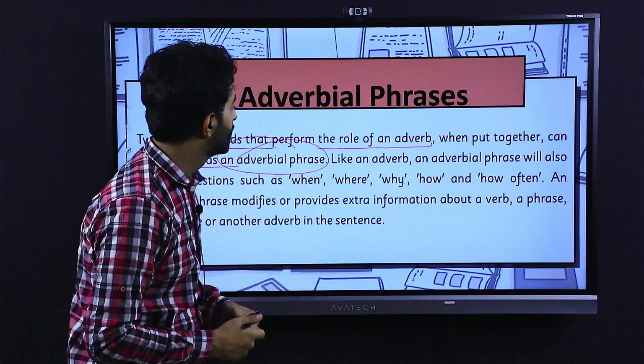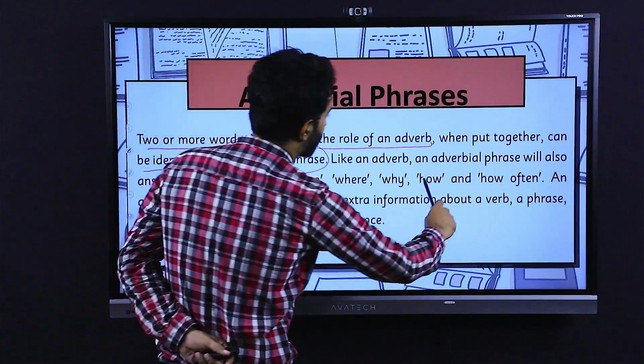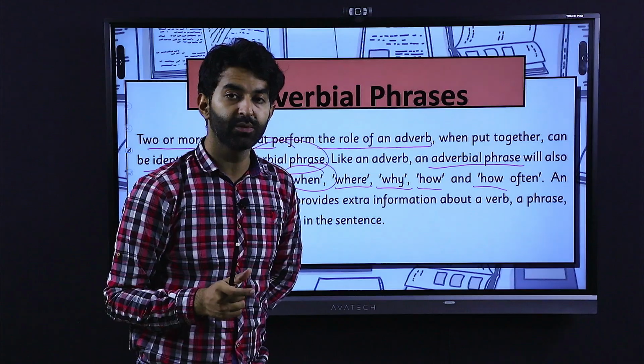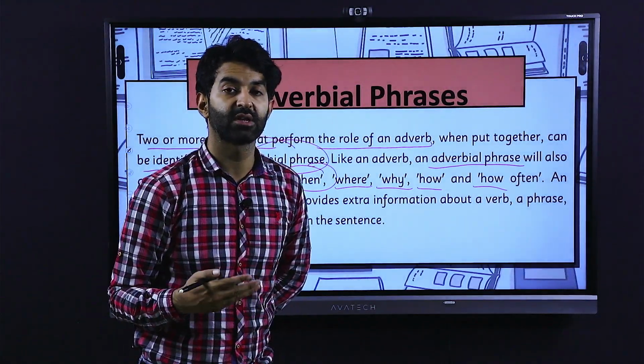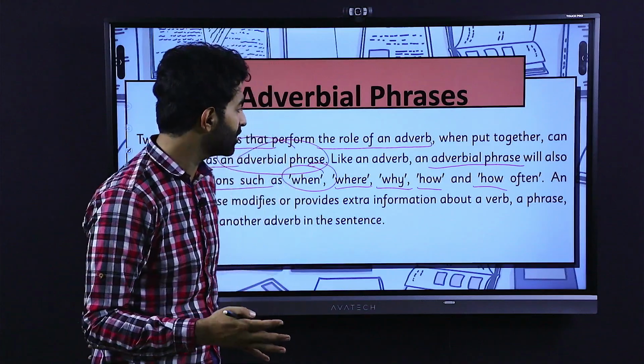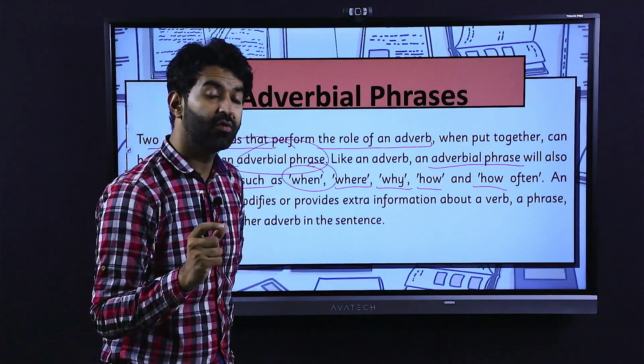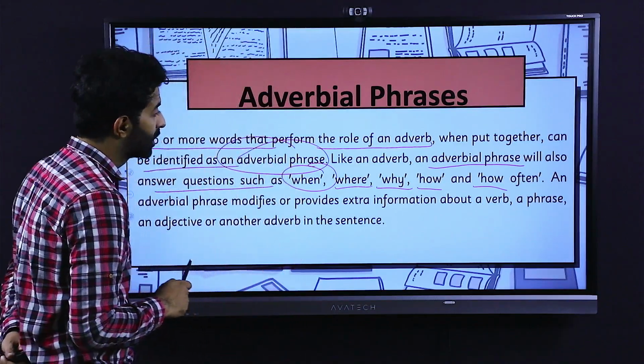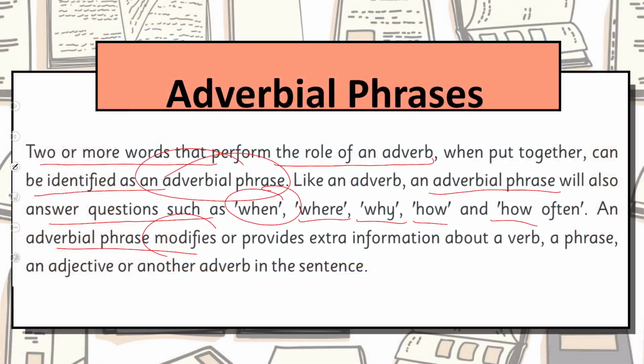adverbial phrase. So like an adverb, an adverbial phrase will also answer questions such as when, where, why, how, and how often. We will see these are the different types of adverbs: adverbs of manner, place, time, and frequency. We will talk about it later. But the adverbial phrases are actually answering these important questions. Now, an adverbial phrase modifies or provides extra information about a verb, a phrase, an adjective, or any other adverb.